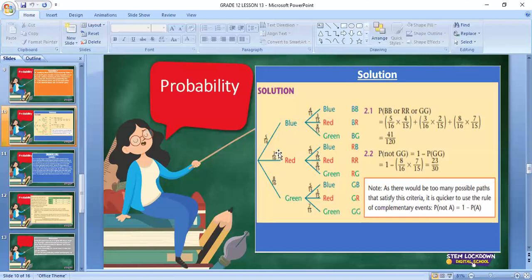The first one was not replaced. Now it's 2, and the total is 15. So the chance of choosing a red ball again is 2 out of 15. And the chance of choosing green will be 8 out of 15.